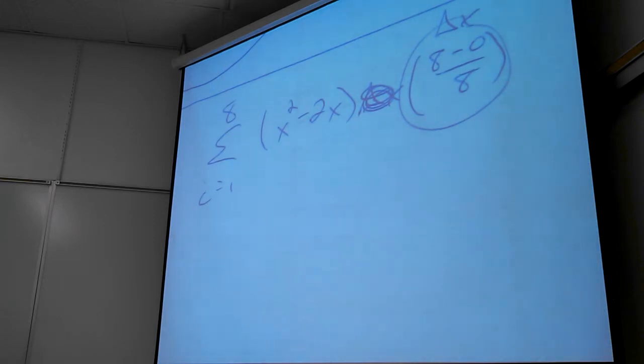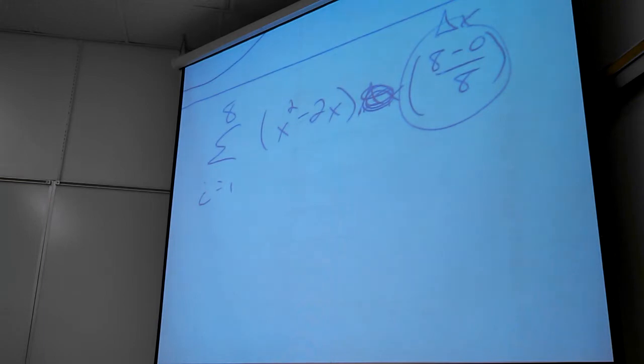The n only deals with the number of rectangles you have. It does not directly relate to you going from something to something. Here I was going from 0 to 2, and I had 4 rectangles. That's the only reason I had 4 pieces, from i equals 1 to 4. But I could have gone from 100 to 102, and it would have been the same. It would still have been 4. I would still have gone from i equals 1 to 4.